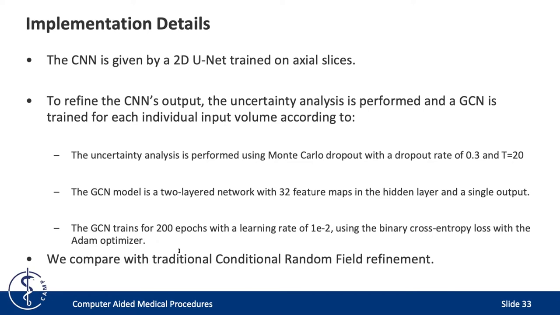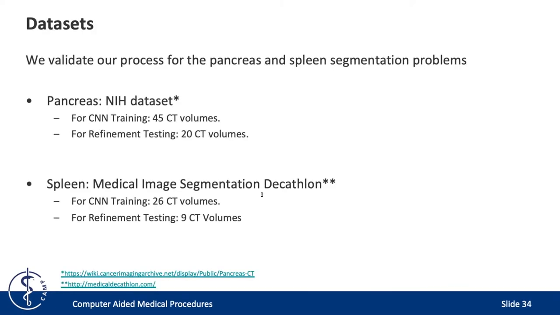We compare the results with the conditional random fields refinement process. And we test the approach with two problems. One, the pancreas segmentation refinement. For this, we use the NIH dataset. We employ 45 CT volumes for training the CNN. Once we train the CNN, these volumes were no longer used. And then we use 20 volumes for testing the refinement. That means that we predict these 20 volumes and then we apply refinement methods to try to improve the segmentation.